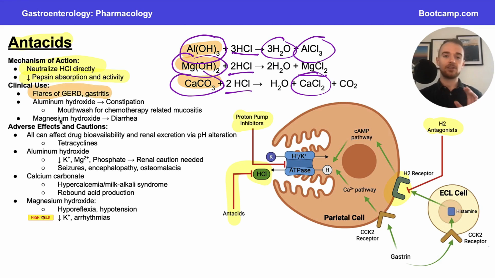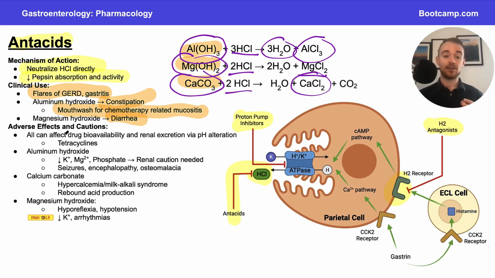However, these antacids aren't just used for flares of GERD and gastritis. We can also use them for other things, including aluminum hydroxide, which is used as part of a mouthwash for chemotherapy-related mucositis. And aluminum hydroxide causes constipation. Therefore, aluminum hydroxide can be used in patients with too much diarrhea. Meanwhile, magnesium hydroxide has the opposite effect and causes diarrhea, and therefore can be used for people with GERD as well as constipation.